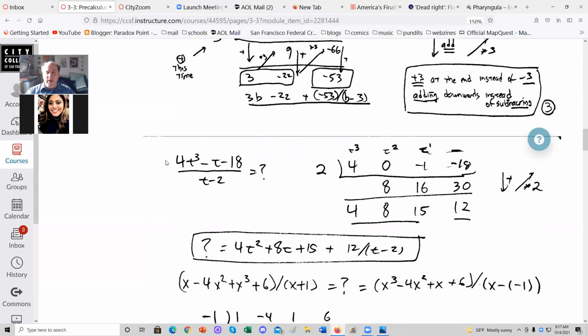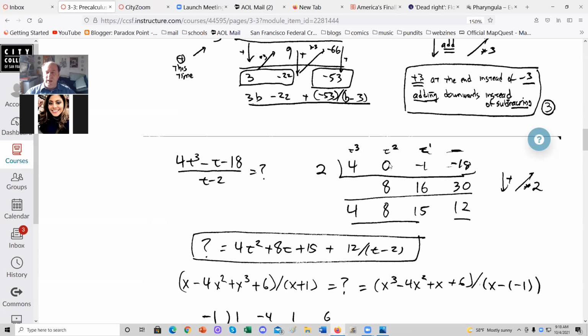So for example, divide 4t cubed minus t minus 18 over t minus 2. Because it's t minus 2, we put a plus 2 here. 4t cubed. There's no t squared, so we put a 0 there. Minus 1t, here it is, minus 18 here. Every time we go down, we add, and every time we go up, we multiply by this 2 here.